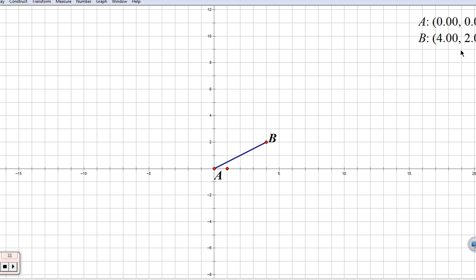Point B is just at some random place on my graph. Right now it's at the point 4, 2, which means from the origin I went to the right 4 and up 2 to get to point B.